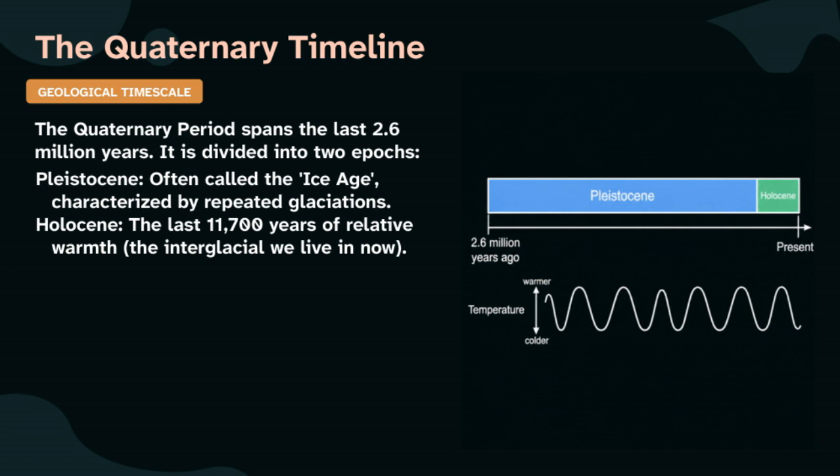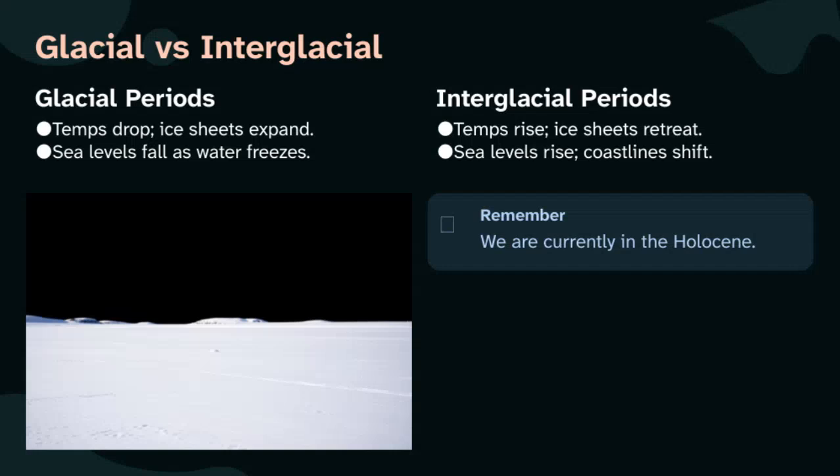During colder glacials, ice expanded. During warmer interglacials, ice retreated. This cycle happened repeatedly during the Quaternary. Let's ask a question. What epoch are we living in today? Here's the model answer. We are living in the Holocene, which is the current warm interglacial. Now let's compare glacial and interglacial periods more clearly.